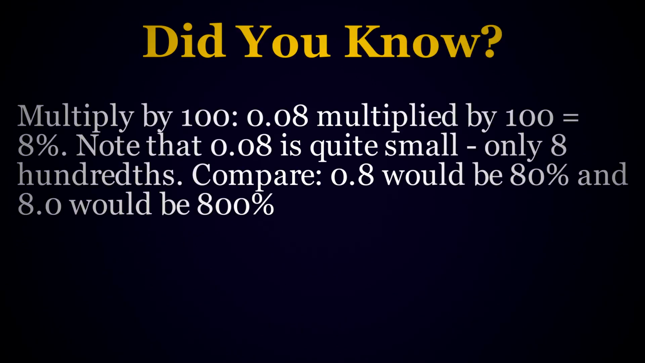Impress your friends with this fact. Multiply by 100, 0.08 multiplied by 100 equals 8%. Note that 0.08 is quite small, only 8 hundredths. Compare, 0.8 would be 80% and 8.0 would be 800%.